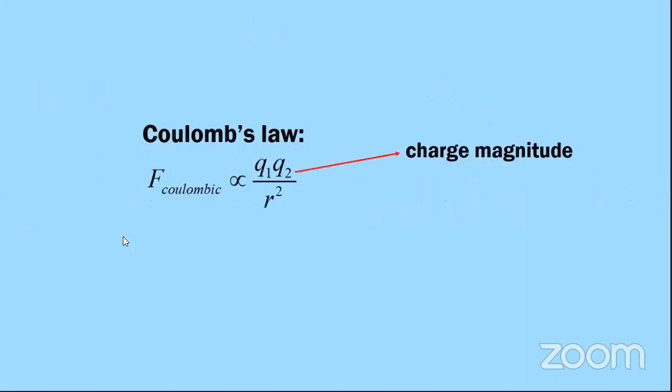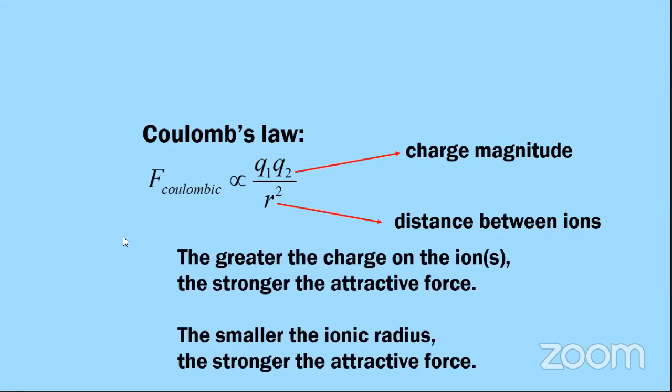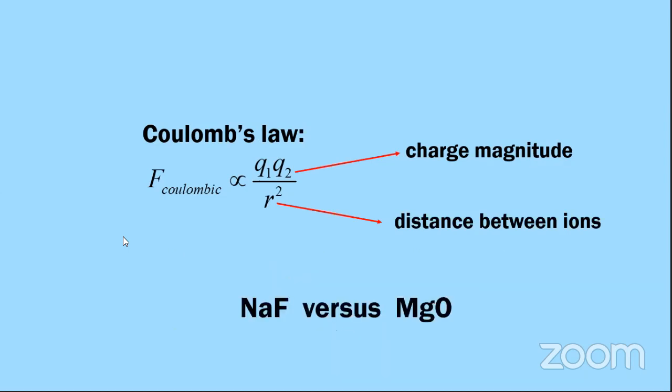All right, let's take a look at charge magnitude and distance between the ions. Remember, the greater the charge on the ions, the stronger the attractive force, and therefore the higher the lattice energy. And the smaller the ionic radius, or the distance between the ions, the stronger the attractive force as well. And we are comparing sodium fluoride and magnesium oxide. Let's think about charge and distance.